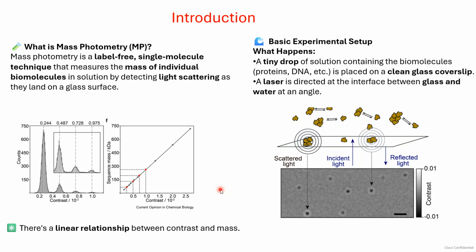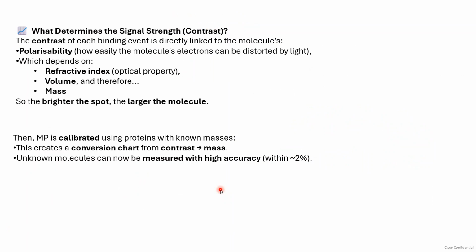So let's look at how the signal strength, that is the contrast, can be determined. The contrast of each binding event is directly linked to the molecule's polarizability. That means how the electrons of each molecule are distorted by the light. That depends on the refractive index, volume, and mass. So as I have mentioned earlier, the brighter the spot, the larger the molecule.